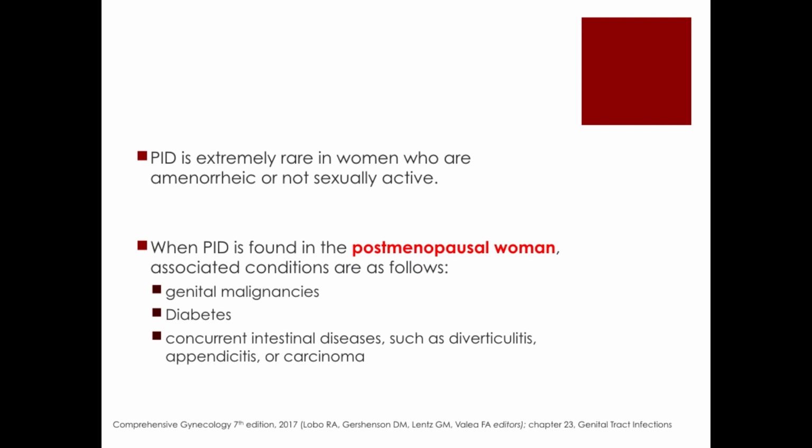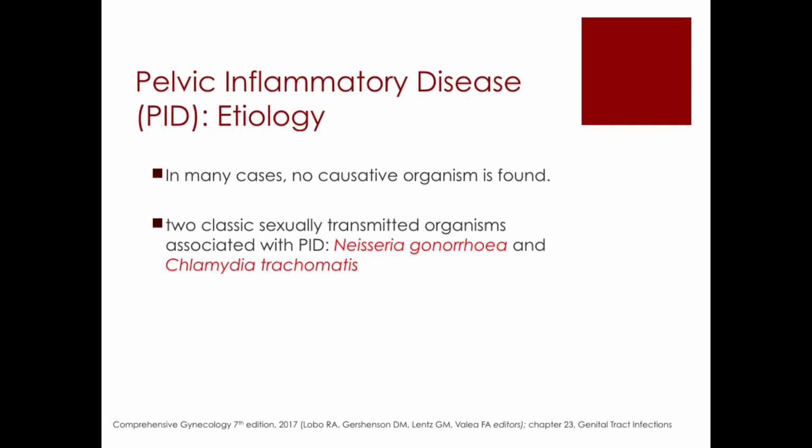PID is extremely rare in women who are not sexually active or who are amenorrheic. When PID is found in a postmenopausal woman, then the associated conditions are as follows: genital malignancies, diabetes, and concurrent intestinal diseases such as diverticulitis, appendicitis, or carcinoma. In many cases, no causative organism is found for PID. However, the two classic sexually transmitted organisms that are associated with PID are Neisseria gonorrhea and Chlamydia trachomatis.